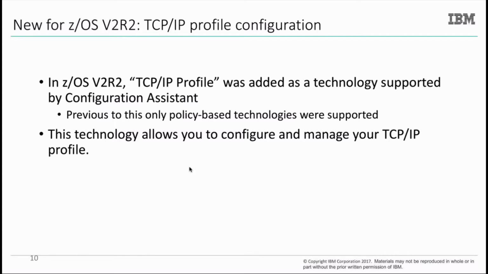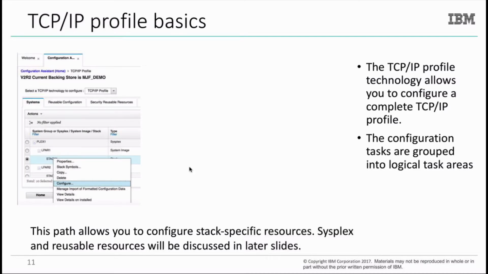So in the TCP/IP profile, you see here I'm in my systems tree. I've selected LPAR1 stack 1. I right-clicked on it, and when I click on Configure, that allows me to configure a TCP/IP profile. And you can configure the complete TCP/IP profile. Everything in the TCP/IP profile is here. To make it more user-friendly, we've tried to group it into logical task areas.